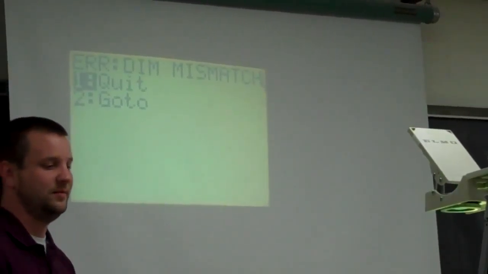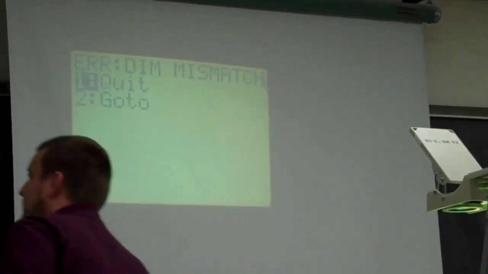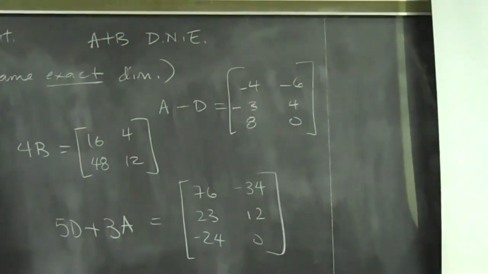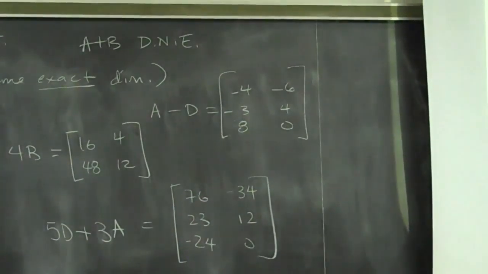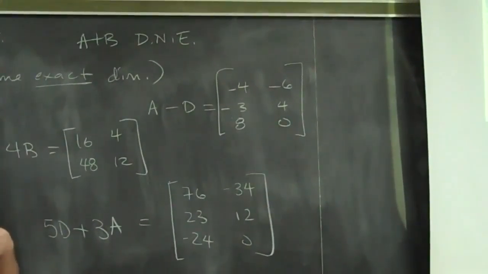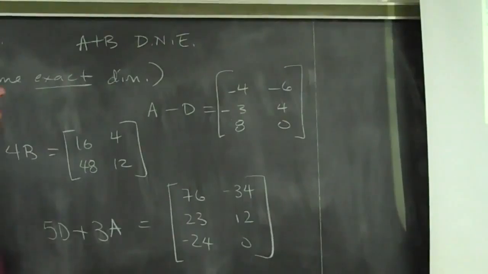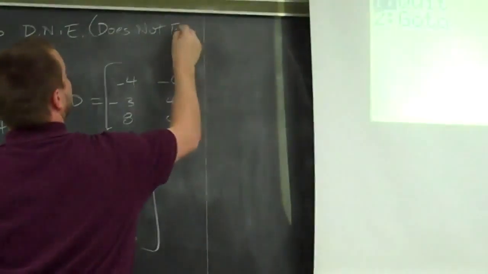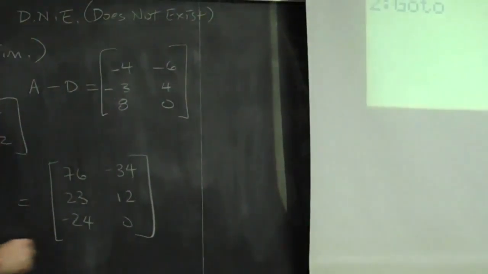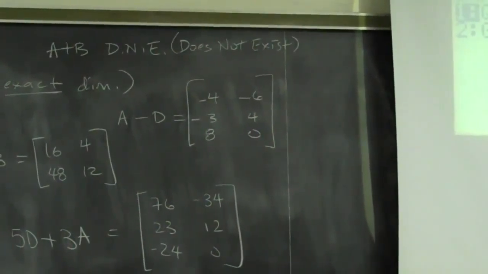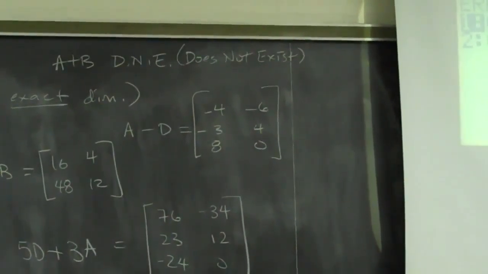You would say, A plus B is DNE. Do we know what DNE means? Have we said that before? DNE is a very, very common mathematic, it's not an abbreviation, but let's call it an abbreviation. It stands for does not exist. So it would be appropriate to use it here.